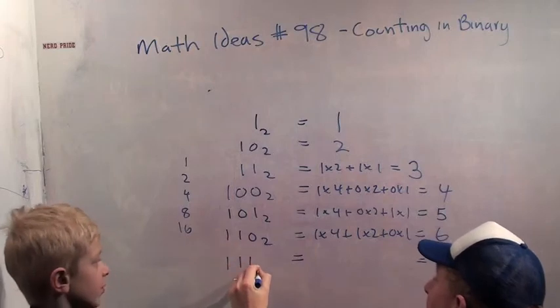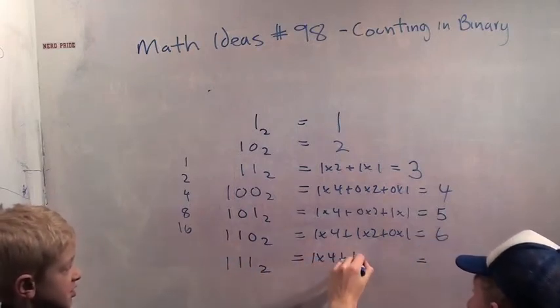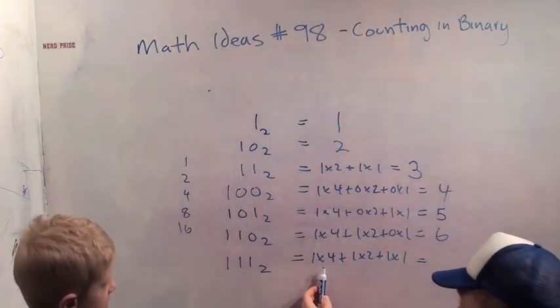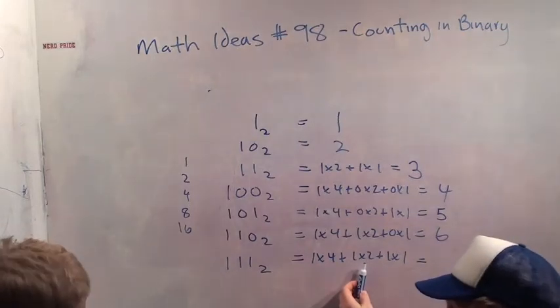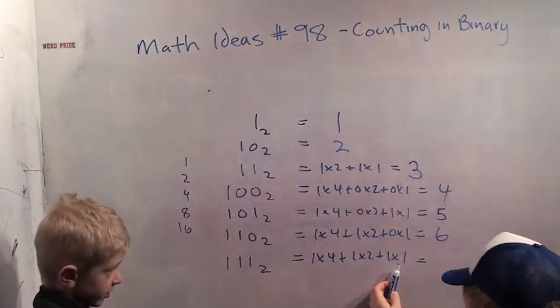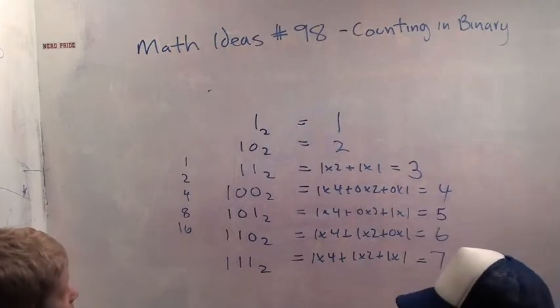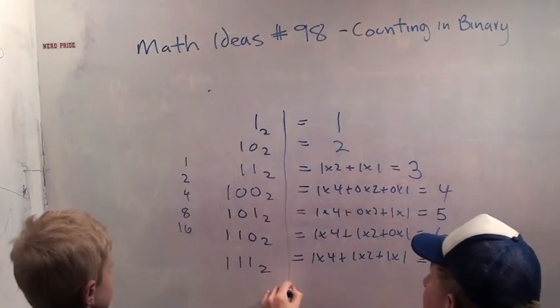So 1, 1, 1 base 2 is 1 times 4 plus 1 times 2 plus 1 times 1. Well, 1 times 4 is 4. Plus 2, 4 plus 2 is 6. Plus 1 is 7. Okay, well, why don't we stop here for now, actually? So this is a completely new way of counting.